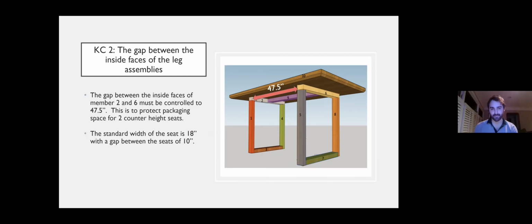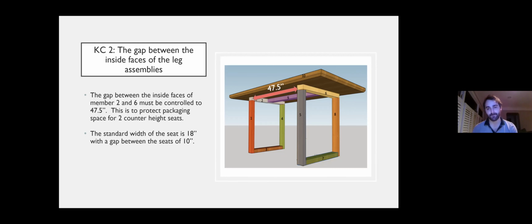Next slide, please. The second KC is the gap between members 2 and 6. The purpose of denoting that as a KC is to allow enough space for people to sit at it without interference with the leg structure. The standard width of a seat is known to be 18 inches, with the gap between those seats at 10 inches. The gap must be controlled between members 2 and 6 to 47.5 inches.